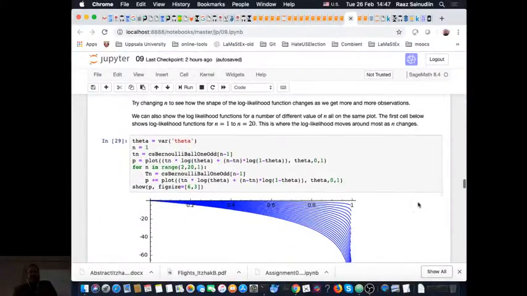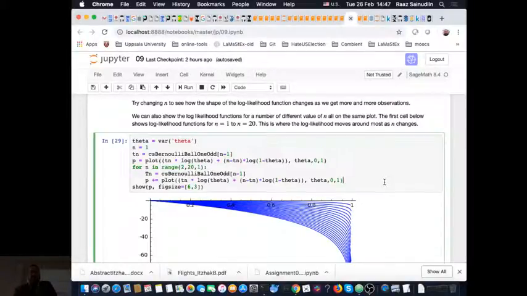Okay, and we're doing the same one here, except what we are doing now is introducing theta as a variable. So this is sort of the next main concept. We're going to get into symbolic calculations in Sage, where we define symbolic variables, and then we can do symbolic calculus on it. So here theta is var, string theta.